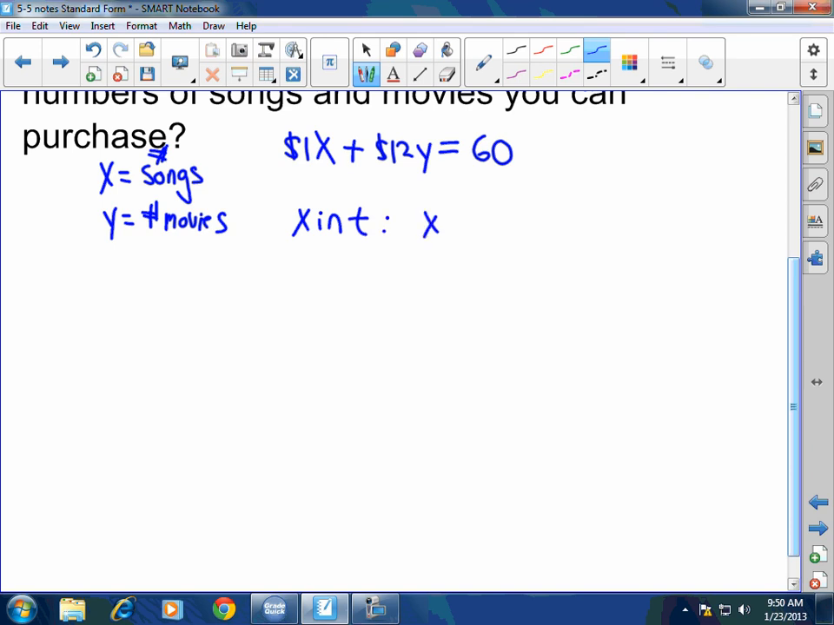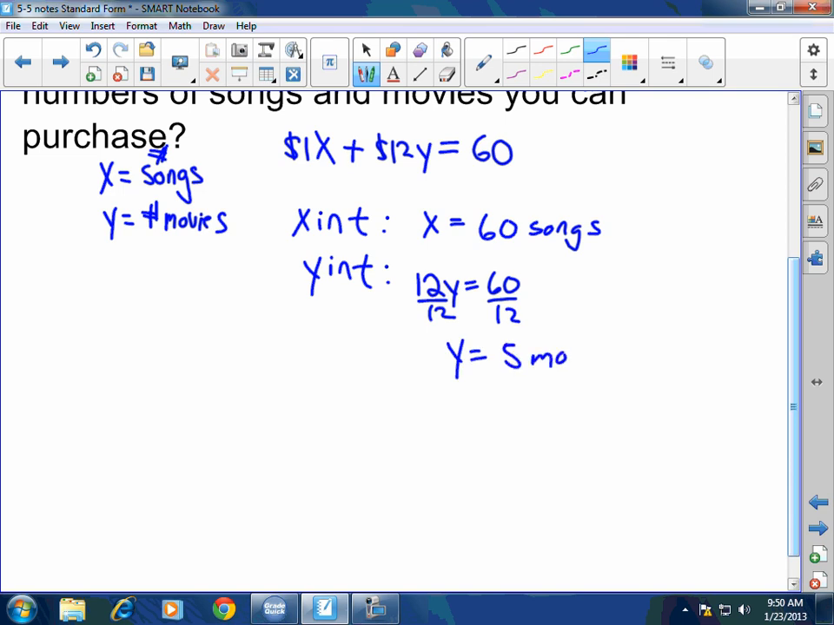Yes, the y goes bye-bye, so x equals 60. Good. Come on, pay attention. My y-intercept, what's that going to be? Yes, because the x goes bye-bye. I get 12y equals 60, divided by 12, so y equals 5. So I could buy 5 movies.